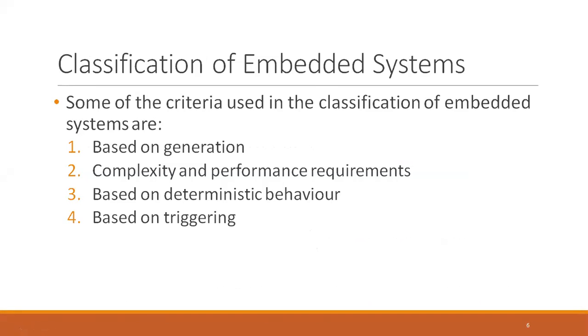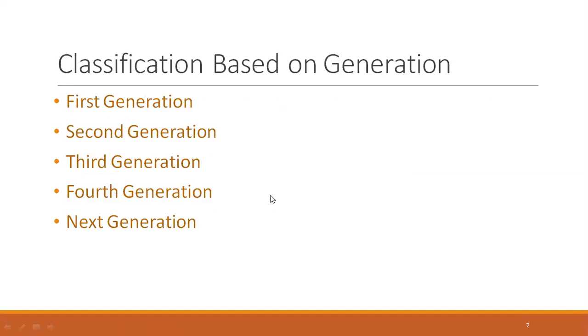Some of the criteria used in the classification of embedded systems: they were classified based on the generation, based on complexity and performance requirements, based on deterministic behavior, as well as based on triggering. Right? So let us look at how the classification is based on the generation: the first generation, second, third, fourth, and fifth, the next generation embedded systems.